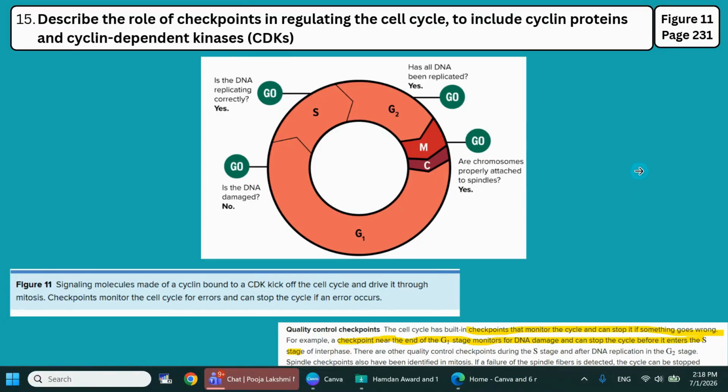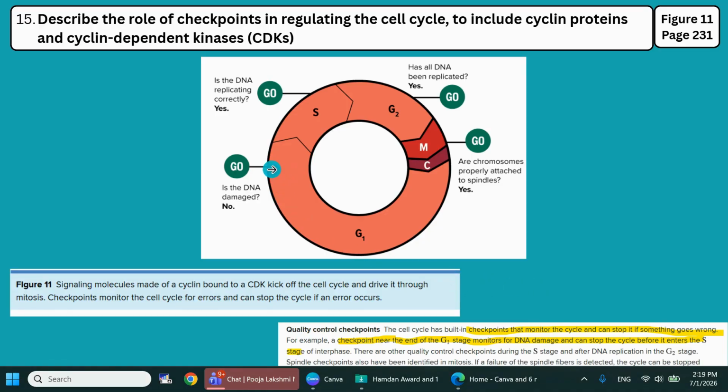Okay, now we go on to question number 15, which is talking about the checkpoints in regulating the cell cycle. So, figure 11 on page 231. Here, there are checkpoints as the cell cycle continues, and these checkpoints ensure that the cell cycle is going on correctly, and they monitor the cell cycle. The cell cycle has built-in checkpoints that monitor the cycle, and it can stop if anything is going wrong.